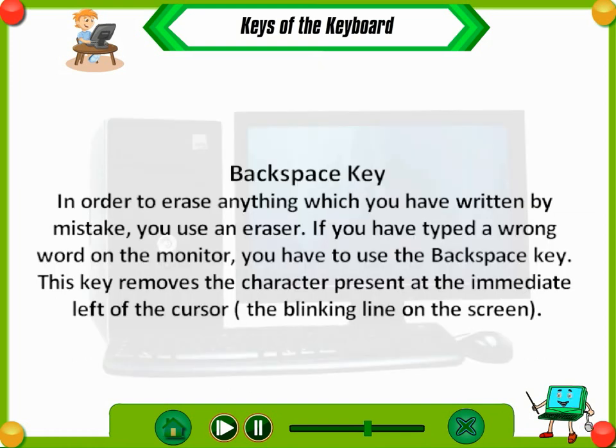Backspace key. In order to erase anything which you have written by mistake, you use an eraser. If you have typed a wrong word on the monitor, you have to use the backspace key. This key removes the character present at the immediate left of the cursor, the blinking line on the screen.